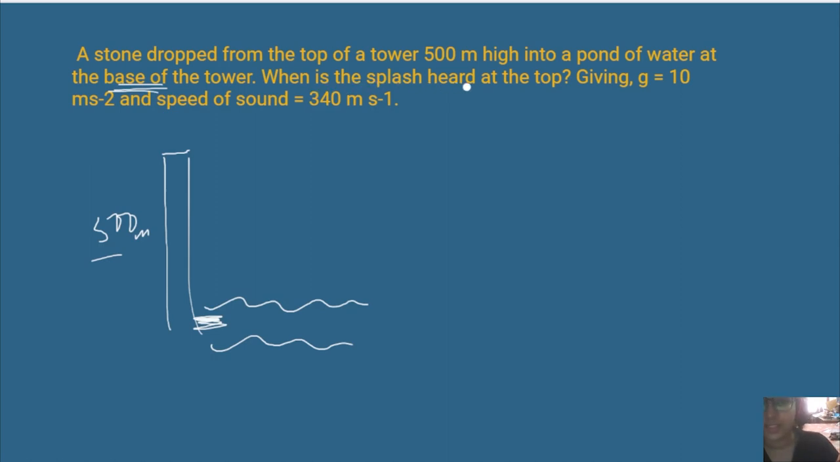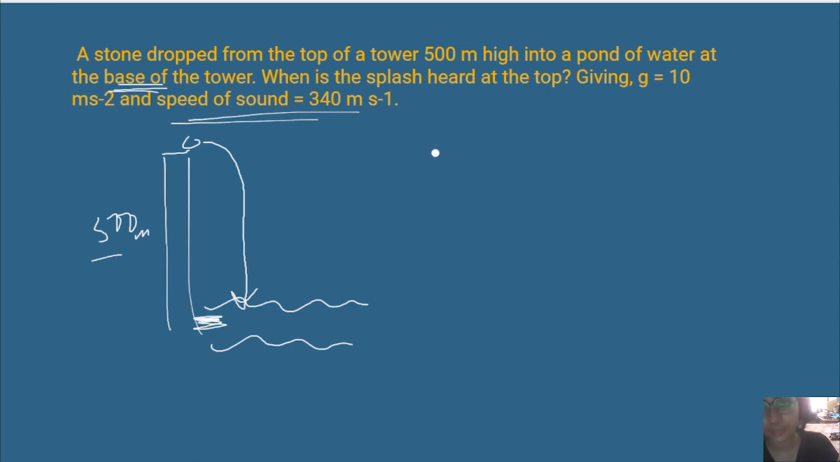When is the splash heard at the top? Given g equals 10 meters per second squared, speed of sound is 340. So first, if this stone is dropped here and it reaches the base of the tower where the pond is placed, we have to first calculate the time taken by the stone to fall, right?